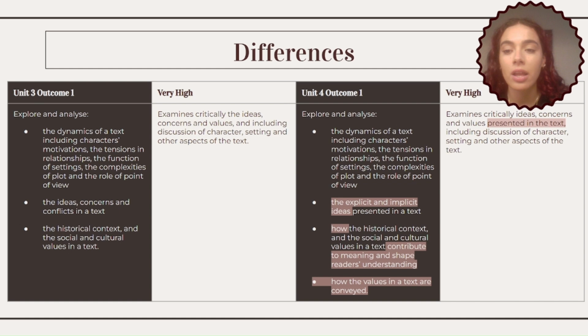Okay, then we've got another difference, which is in the description. This is the description of the very high of the rubric. Instead of "examines critically the ideas and concerns and values...", we've got "examines critically ideas, concerns and values presented in the text." This addition allows room for us to discuss not only that they are presented, but the ways in which they are presented. So not just the fact that they exist, how are we getting that information? How is that being relayed to us? How is that changing across the text? How is it being presented in the text, essentially?